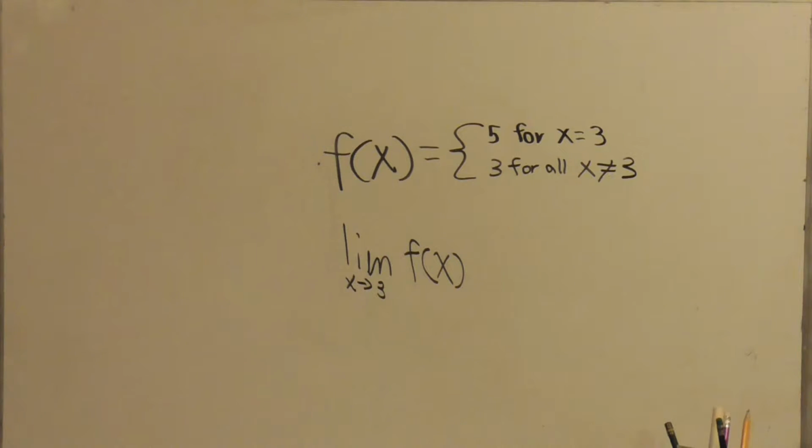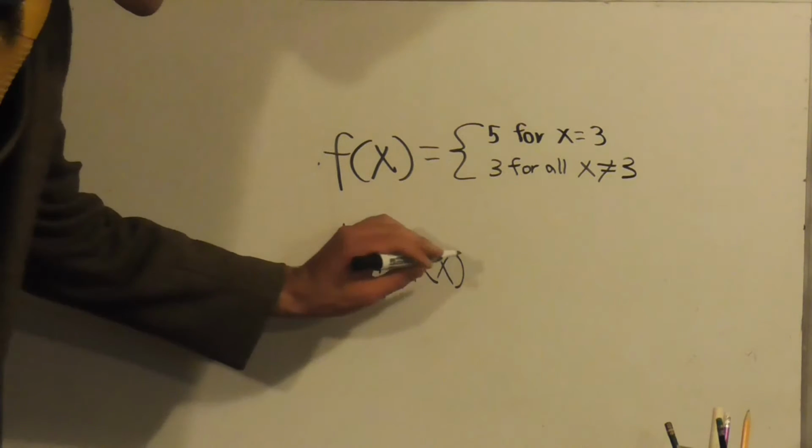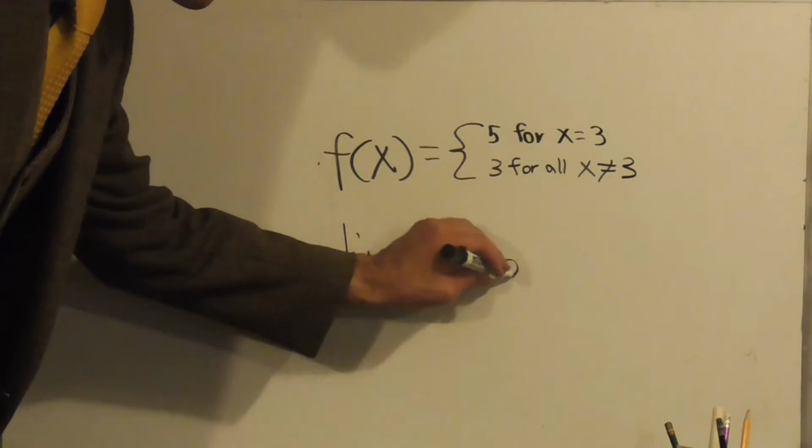However, we only care about the value that the function is approaching. The function is approaching 3 for all points, because for every point other than x equals 3, it's approaching 3. And it's still approaching 3 as x is approaching 3, y is approaching 3. So the value y equals 5 for x equals 3 has no consequence on the limit, because all the limit is concerned about is what value you are approaching. So the answer to this is 3.